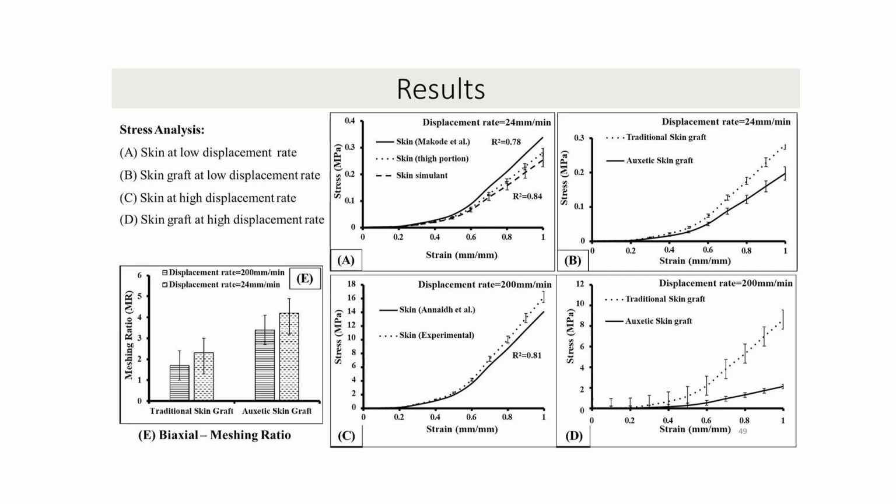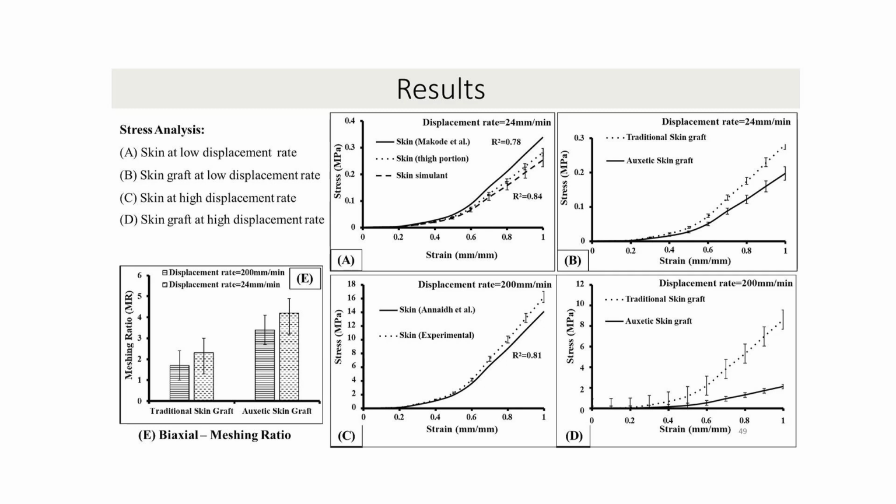Next is B, when we are looking at traditional skin graft properties and auxetic skin graft properties at the same strain rate of 24 millimeters per minute, which is fairly at the lower end. It's almost a quasi-static kind of test. Low strain rate testing, a very slow tensile test. So we could see some difference in the properties of the traditional skin graft and the auxetic skin graft overall.